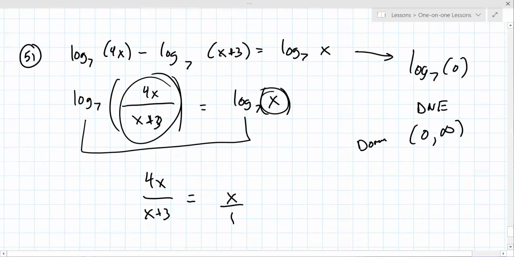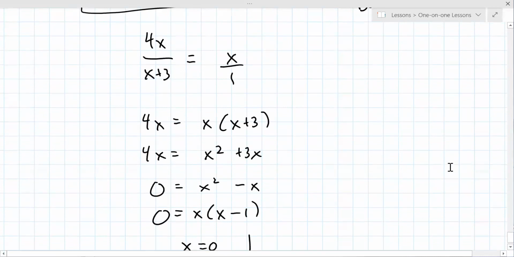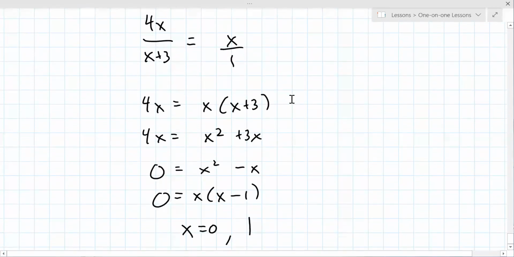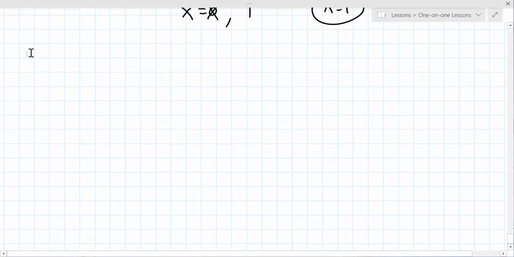I'm trying to think if you ever get them both working. It seems like textbook problems wouldn't allow that. So it's just x equals 1. All right, 52. Yeah. So x just equals 1.